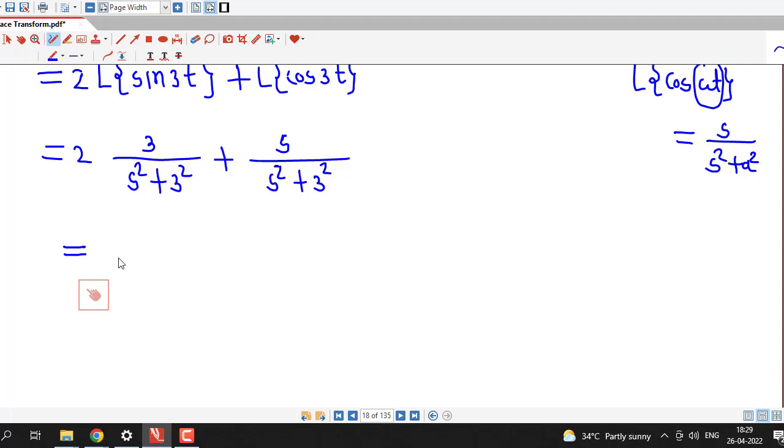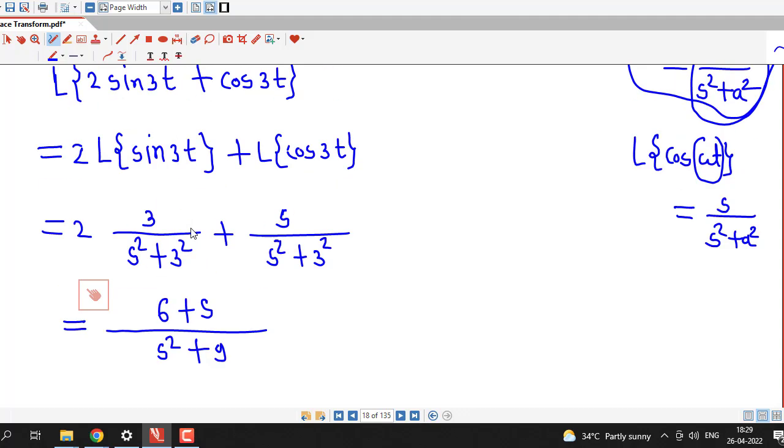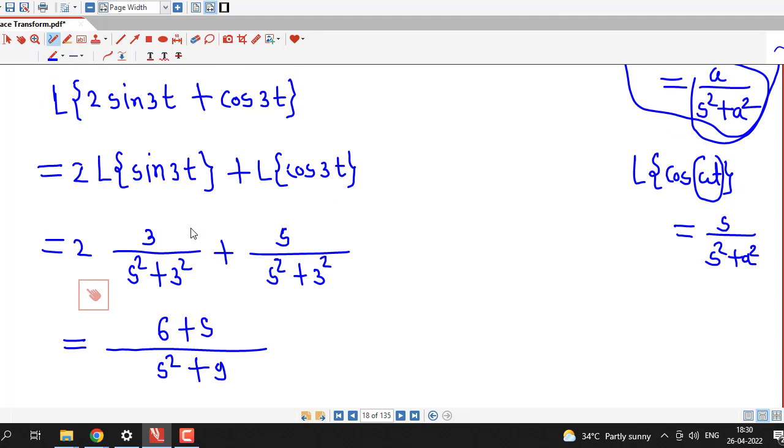And we can simplify this if we observe denominator is same, s square plus 3 square, that is s square plus 9, and this we can combine, 2 into 3, 6 plus s. So this is the Laplace transform of given function: 2 sin 3t plus cos 3t has Laplace transform 6 plus s divided by s square plus 9.